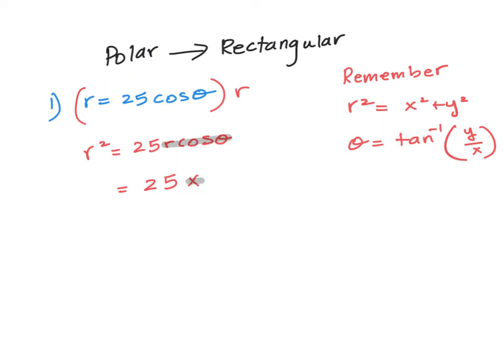And then what can I replace r squared by? X squared plus y squared. So sometimes you can write r as the square root of x squared plus y squared if I had an r over here. But since I didn't have an r here, it's better to multiply the whole equation by r, so I can get my r cosine theta, which is x, and r squared, which is x squared plus y squared. So now let's move everything to one side of the equation.